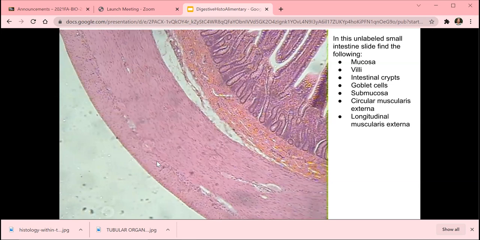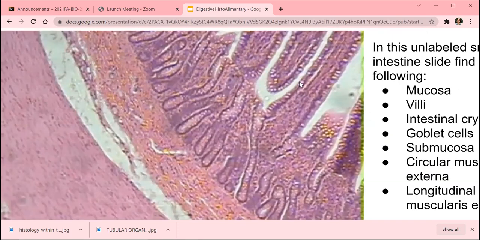And this is the complete slide. You can see the tunica mucosa, submucosa, inner circular and outer longitudinal of muscularis externa. You have villi, so you are in the small intestine. And all of these depressions are called intestinal crypts. And you have many whitish clear cells here. They are goblet cells, and they are responsible for mucus secretion.